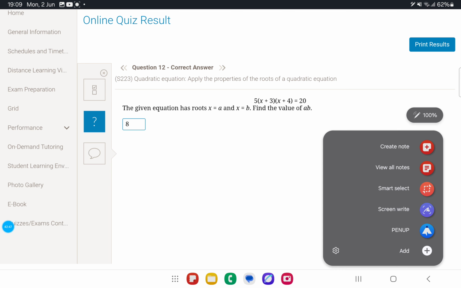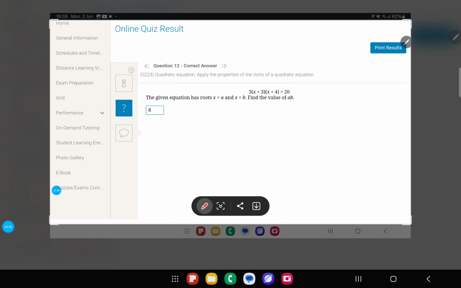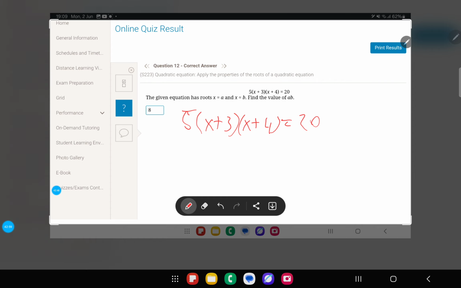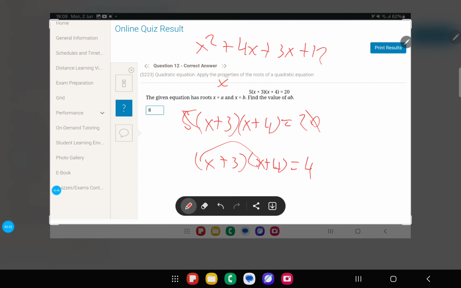Okay. Now we moved on to the easy stuff. 5(x plus 3)(x plus 4) equals 20. Okay, you're gonna divide by 5 here, you get (x plus 3)(x plus 4) equals 4. Now we're just gonna multiply these together. You're gonna get x squared plus 4x plus 3x plus 12. Simplify it, and it becomes x squared plus 7x plus 12 equals 4.